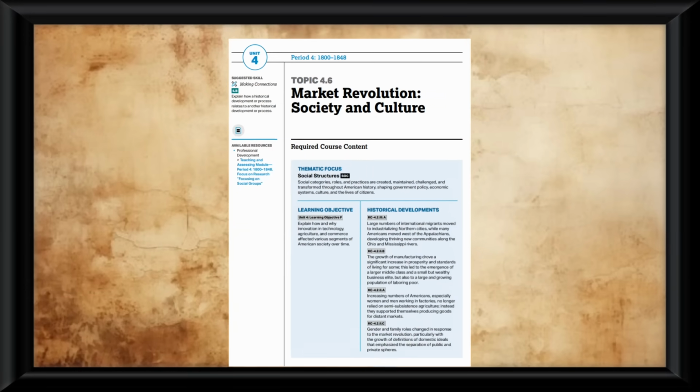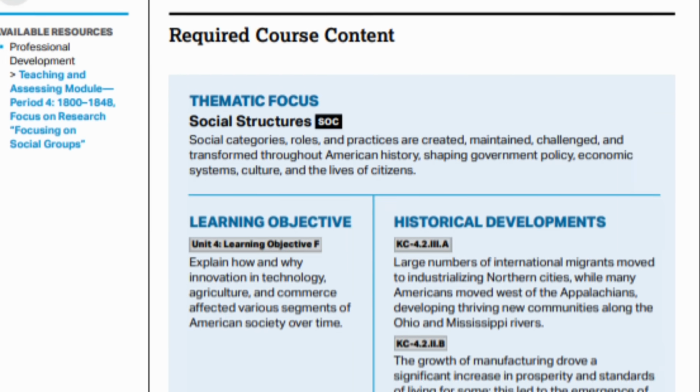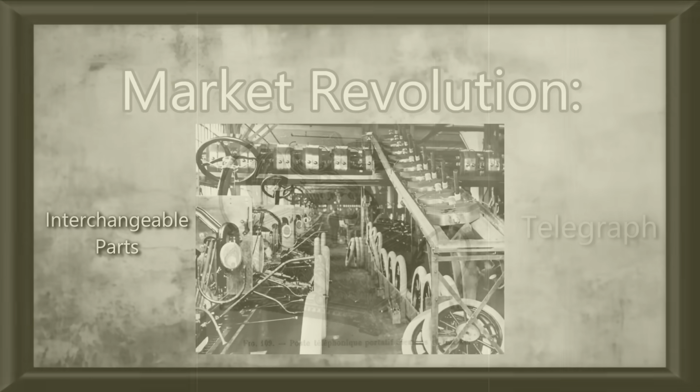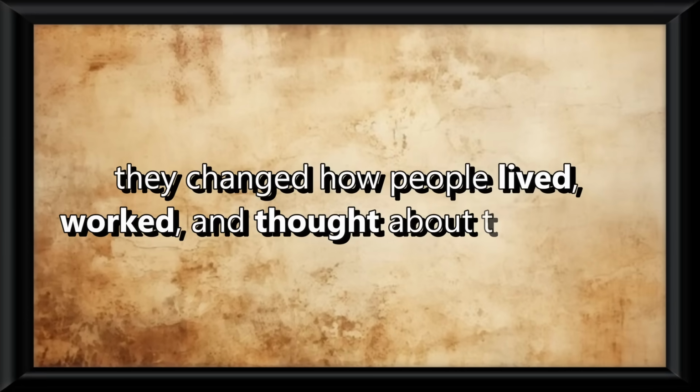Topic 4.6 introduces the societal and cultural impacts of the market revolution. The innovations in technology, agriculture, and commerce we talked about last time didn't just make goods and businesses. They changed how people lived, worked, and thought about themselves.